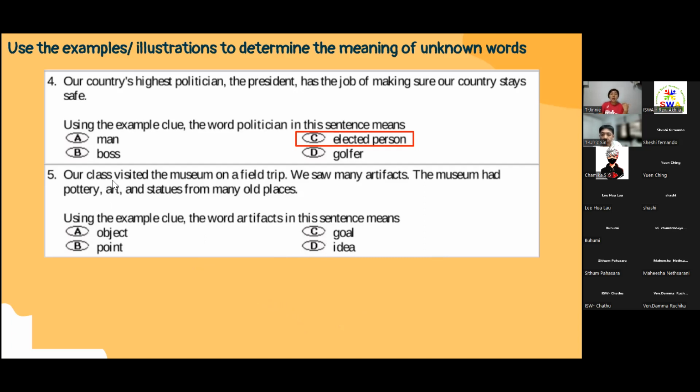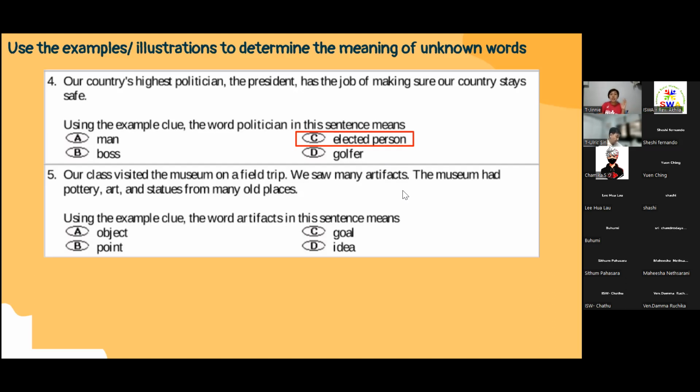Our class visited the museum on a field trip. We saw many artifacts. The museum had pottery, art, and statues from many old places. So using the example clue, what does the word artifacts actually mean? Again, we can use our prefix, suffix, and root word to find out the meaning of artifacts, but we're not using that.